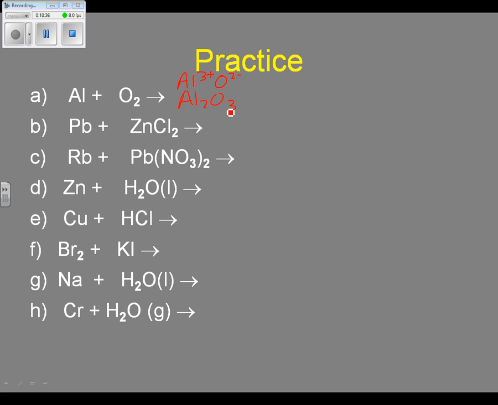I have 3 oxygens on the product side, 2 oxygens on the reactant side, so I need to go with a common multiple, so 6. I'm going to try and get 6 on both sides. So if I put a 2 here, I can put a 3 here. And then I have 4 aluminum, so I put a 4 here.